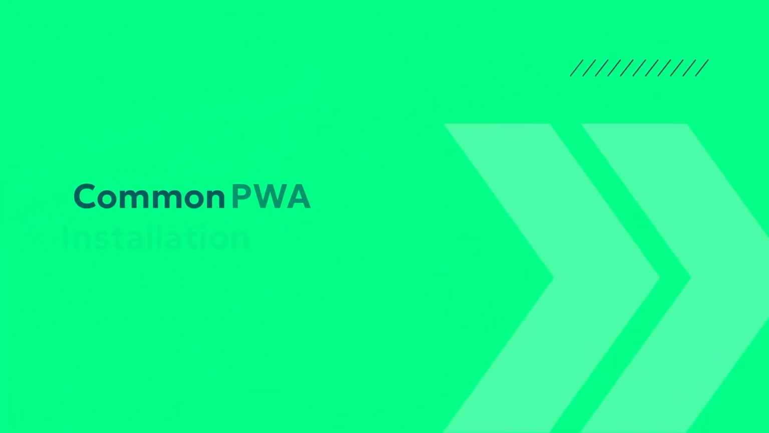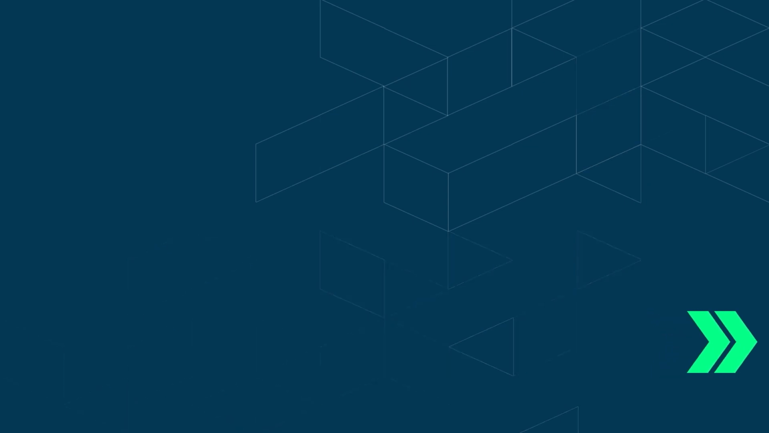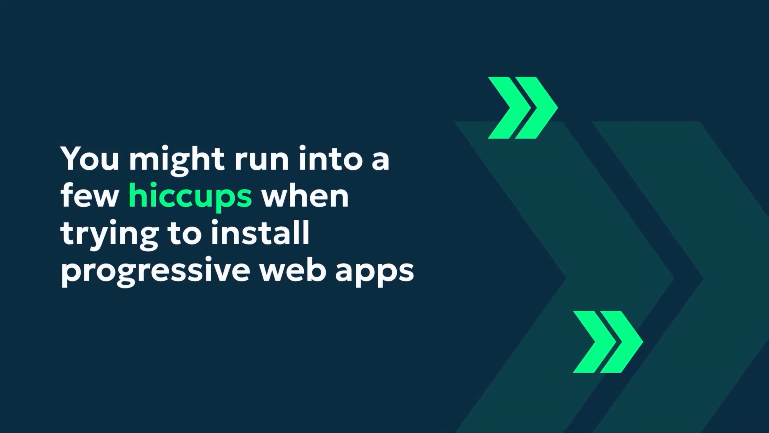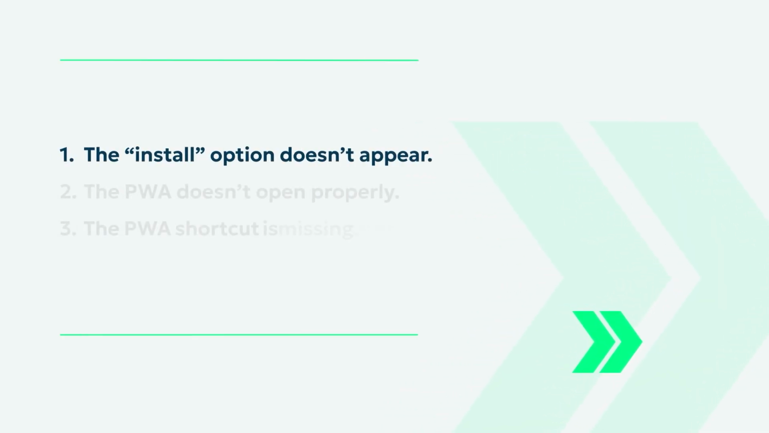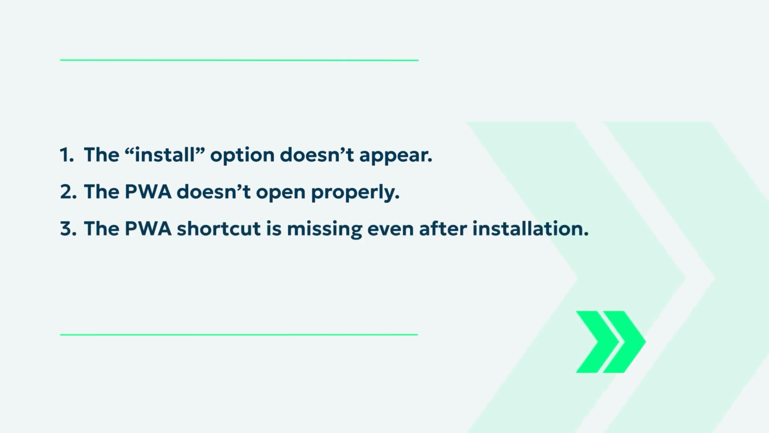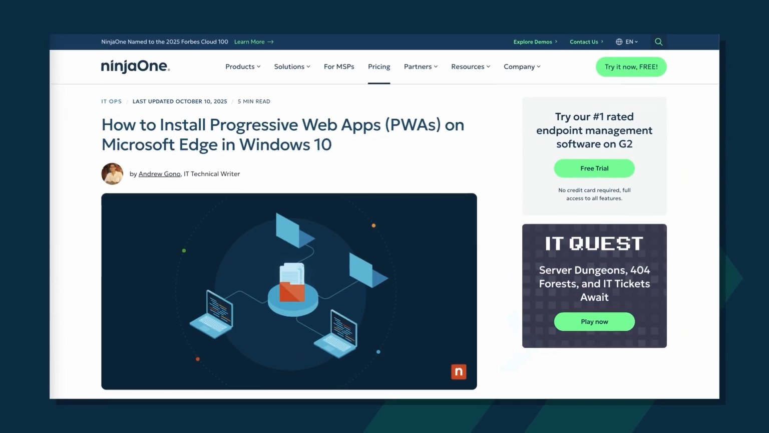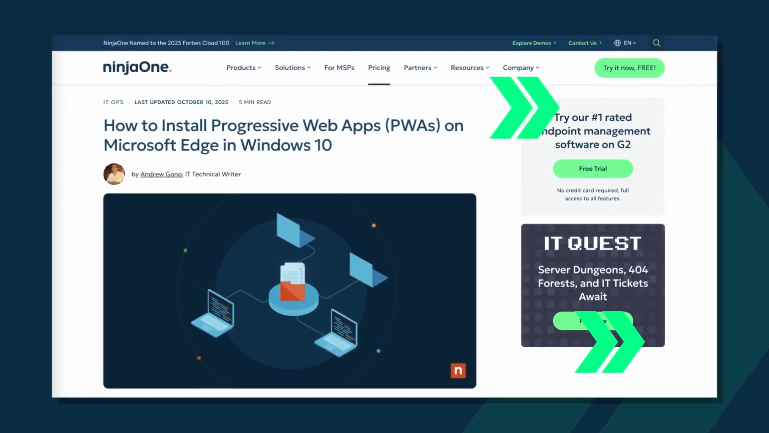Bonus: common PWA installation issues. As with any process, you might run into a few hiccups when trying to install Progressive Web Apps. The three most common issues are: the Install option doesn't appear, the PWA doesn't open properly, and the PWA shortcut is missing even after installation. If you run into any of these issues, check our blog post for the full fix.